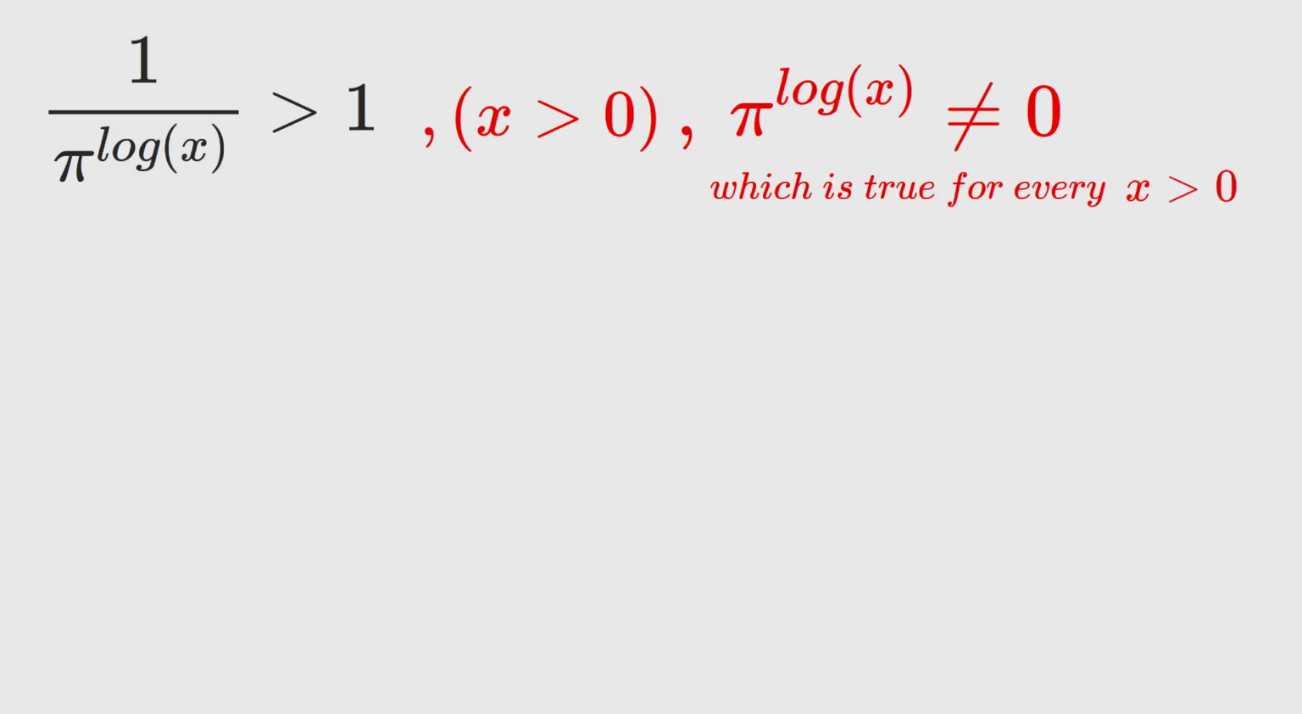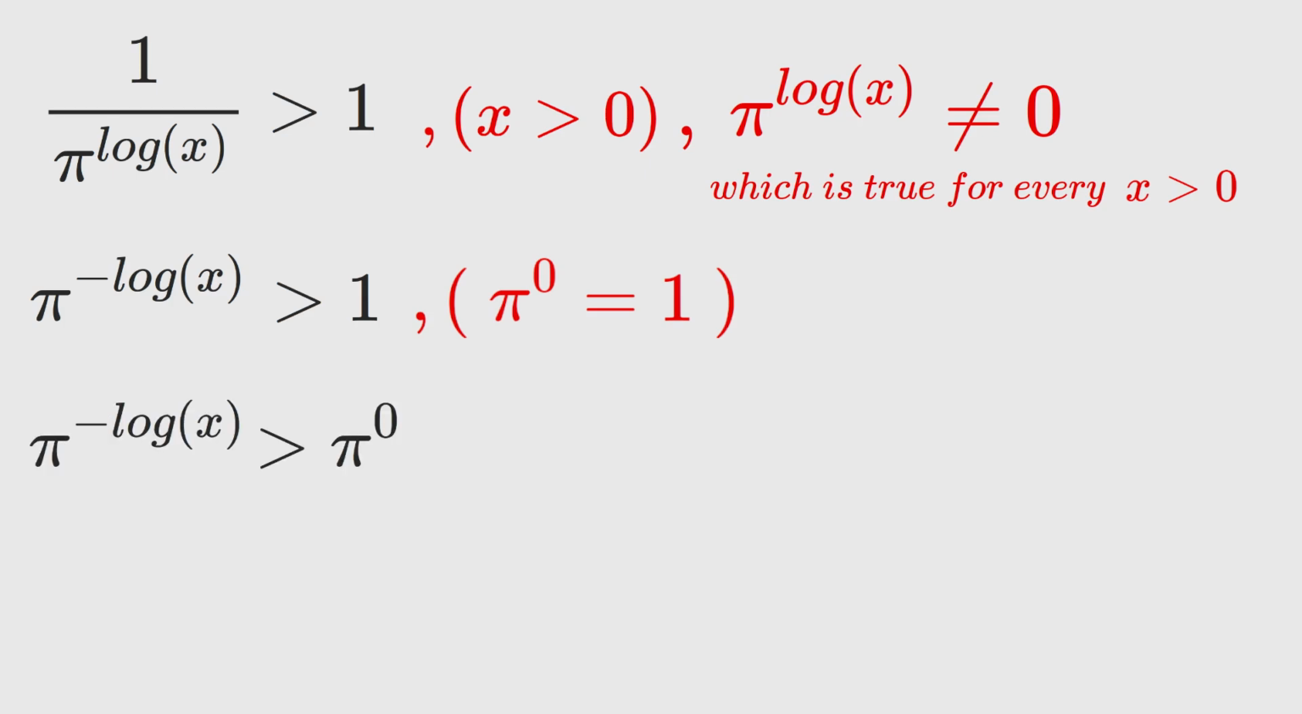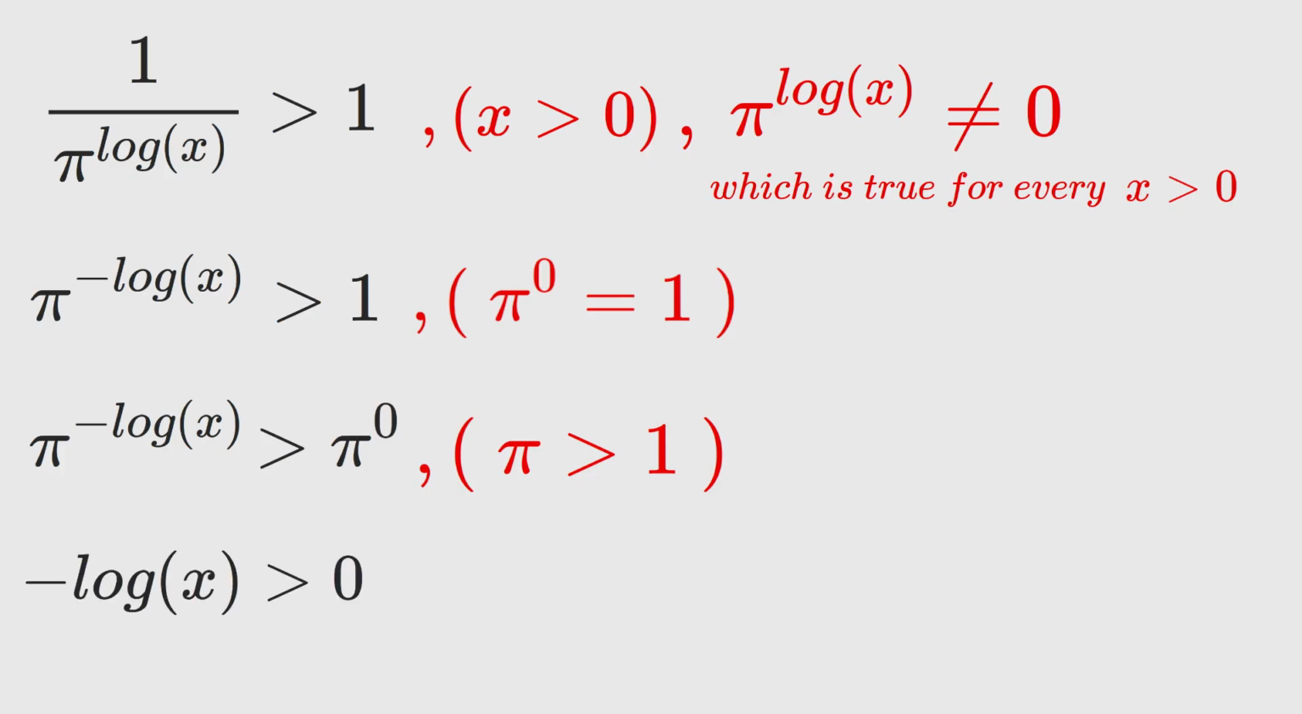Now, we can rewrite the fraction using a negative exponent, as shown. We can write one as pi to the power of 0, so our inequality looks like this. Because the base is pi, which is greater than 1, the inequality keeps its direction when we drop the base. So, we get minus log of x is greater than 0.